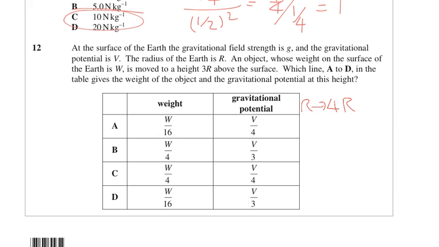Which line gives the weight of the object and the gravitational potential? So the weight force is proportional to the distance squared. So the distance will be multiplied by 4. So the force will be 1/16 of what it was before. So we can eliminate those ones that say a quarter. Potential only varies linearly, so potential will be a quarter of what it was before. So it's going to give you answer A.